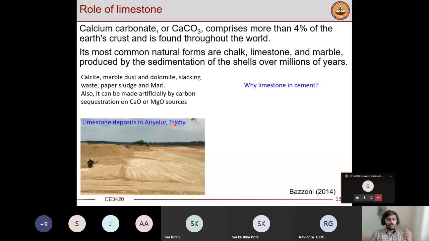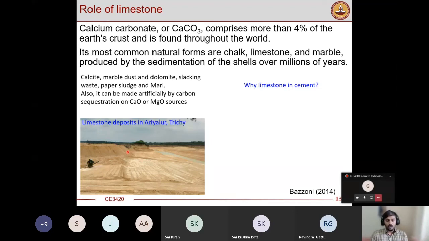Ariyalur in Tamil Nadu, right? These are the deposits of limestone which is available. Why it's finding a lot of interest to be used in cement is because you have to transport fly ash from one region, bring it to a cement plant, and then produce a blended cement. But when you can make an opportunity available by using limestone directly in cement, it's available near the cement plant.